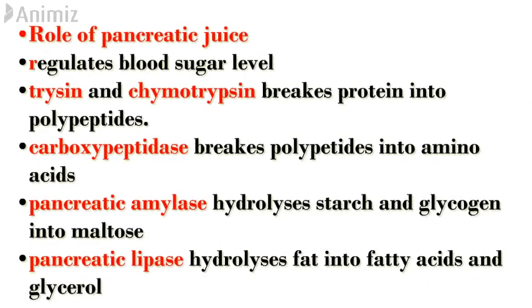Role of pancreatic juice is very important. Enzymes like trypsin and chymotrypsin break protein into polypeptides. Carboxypeptidase breaks polypeptides into amino acids. That is the simplest form of protein which is absorbed by the villi of small intestine. Pancreatic amylase hydrolyzes starch and glycogen into maltose. Pancreatic lipase converts fats into fatty acids and glycerol.